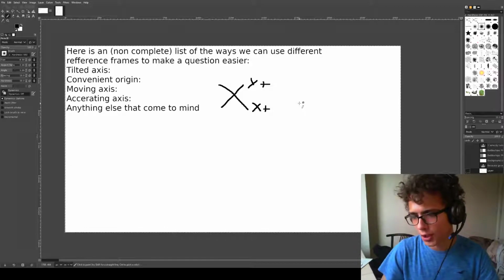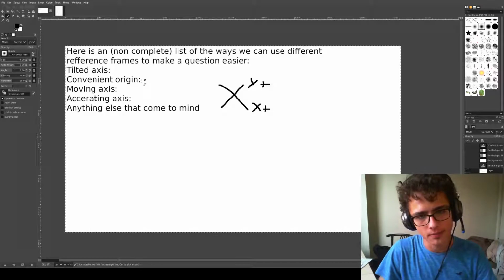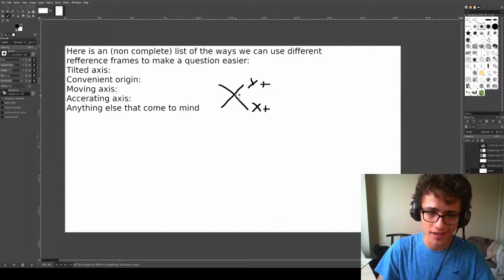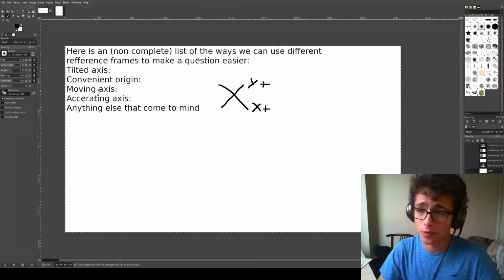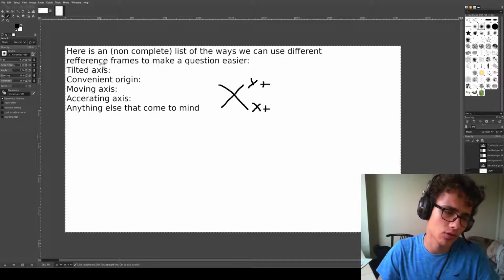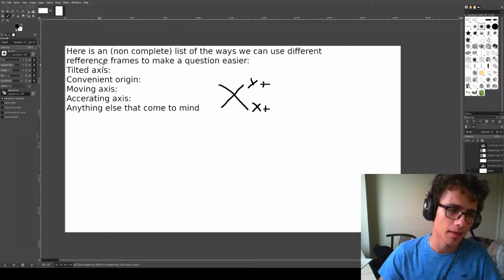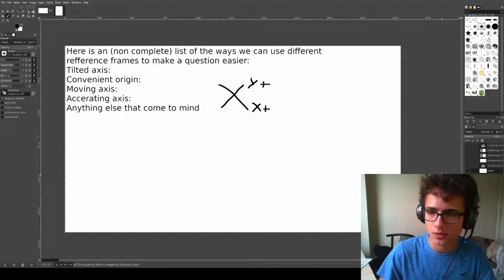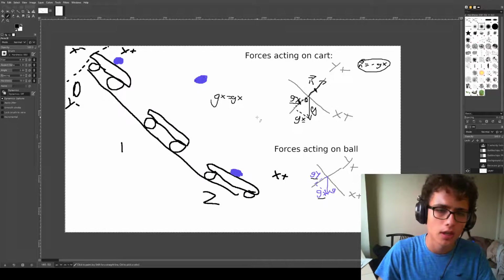Another thing that I'm sure everybody's used is having a convenient origin. So having 0,0 at a position that just makes the math really easy to do. You could also have a moving axis, like in the previous question. You could have an accelerating axis if you want to. Or anything else that comes to mind as a frame of reference. If it makes your life easier, do it.